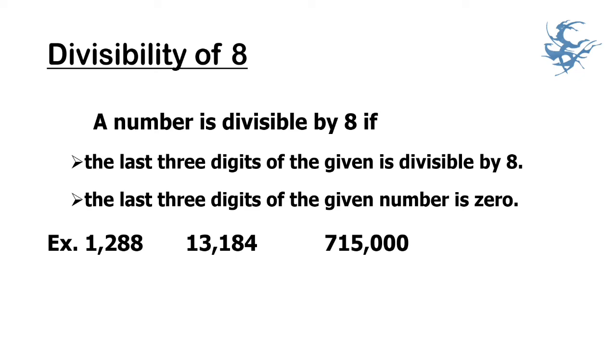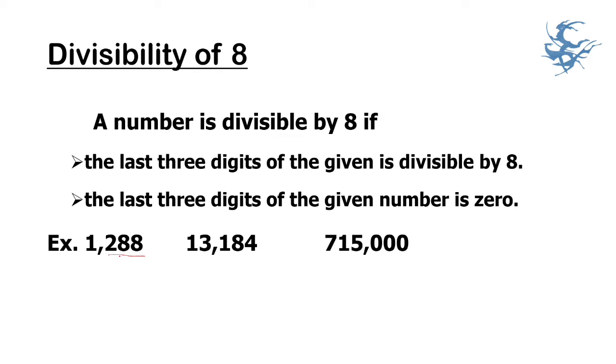Now, a number is divisible by 8 if the last 3 digits of the given number are divisible by 8, or the last 3 digits of the given number are 0. So, let's go with our example. We have here a 4-digit number. Ang gagawin natin is titingnan natin yung last 3 digits. Ito, ang last digits niya is 288.